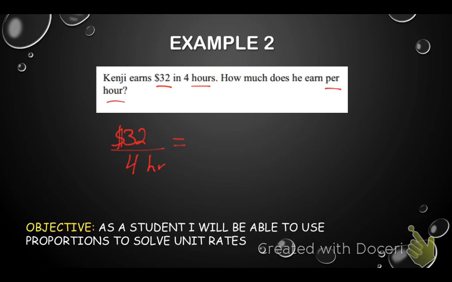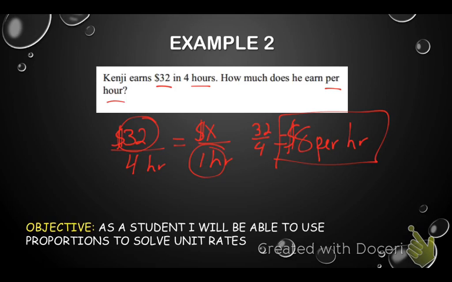And we're going to make our proportion. We want to know for 1 hour. So 1 hour. And we don't know how much money, so we're going to put X dollars. We're going to cross multiply and divide. So 32 times 1 is 32, divided by 4. And that gives us 8. And our answer should have a label. It is $8. We need $8 per hour. And that's our label. So $8 per hour.